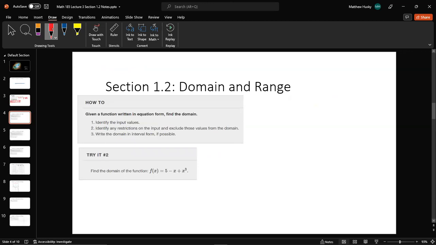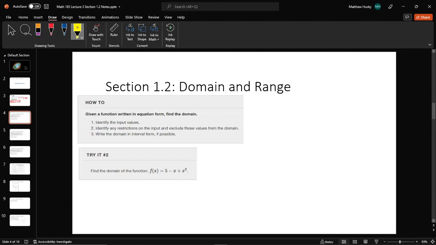Given a function written in equation form, here's how you would find the domain. So first you have to identify the input values. Typically that's x. You could have a function in terms of other variables, but x is the most commonly used one. Identify any restrictions on the input and exclude those values from the domain, and then write your domain in interval form if possible.